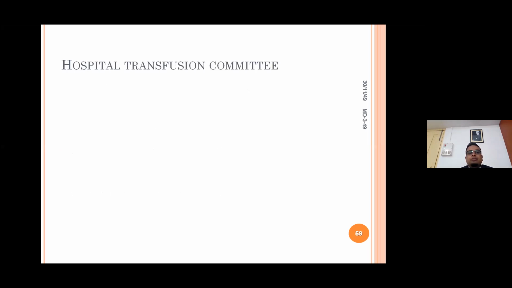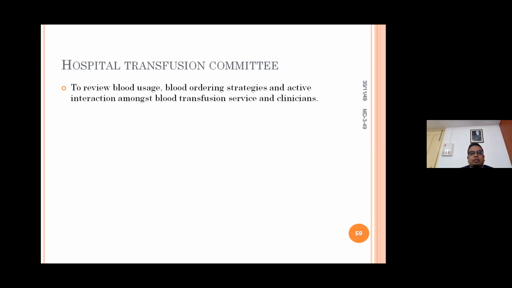Then it is very important to have a hospital transfusion committee in the institution, because it is the hospital transfusion committee that will audit the blood bank. So it is the responsibility of the hospital transfusion committee to review the blood usage, blood ordering strategies, and active interaction amongst the blood transfusion service and clinicians. And it is always important that the chairman of the hospital transfusion committee should be somebody from the clinics.